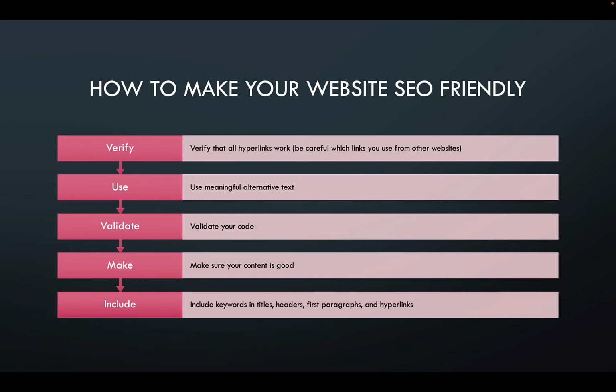You want to make sure that you validate your code. Make sure that your content is just good quality content, and then you want to include keywords in your titles, headers, the first paragraph of your content. So if you've got multiple sections, you want to make sure every first paragraph in each section has something relevant, and then your hyperlinks as well.